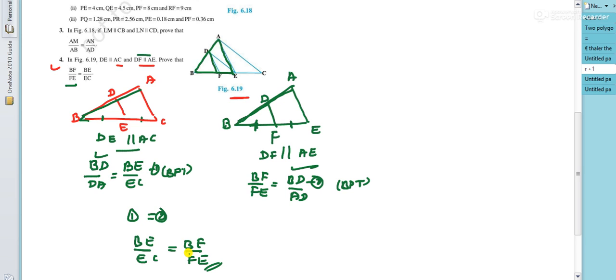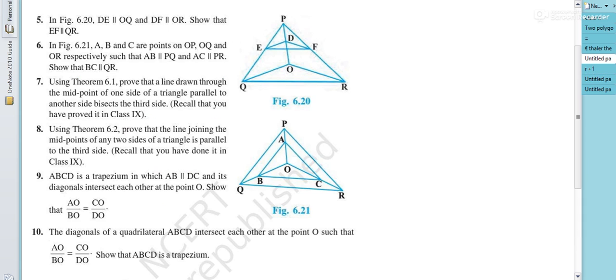Okay. Moving to question number 5 now. So what does the fifth one say? In figure 6.20, okay, this is the figure. DE is parallel to OQ. So where is DE? Yes, here. DE is parallel to OQ. So this triangle will form, correct? So always whenever you read the question, just draw the triangle. Okay, this is P, this is E, this is Q, this is D, this is O.